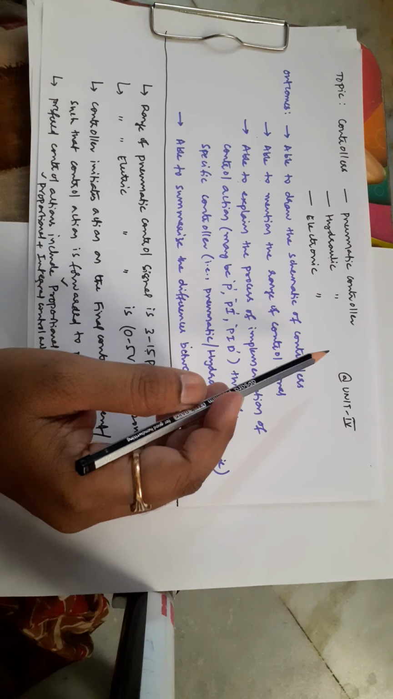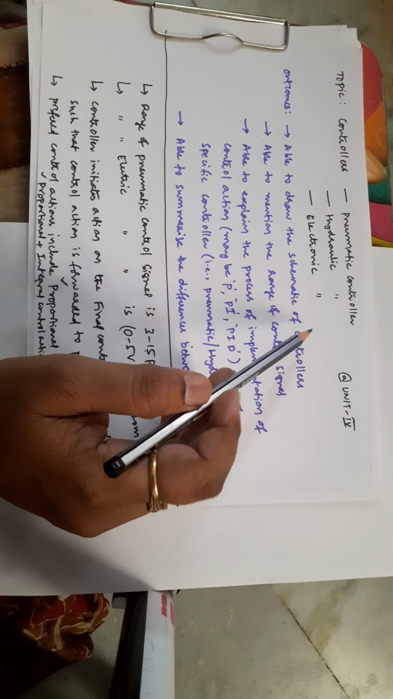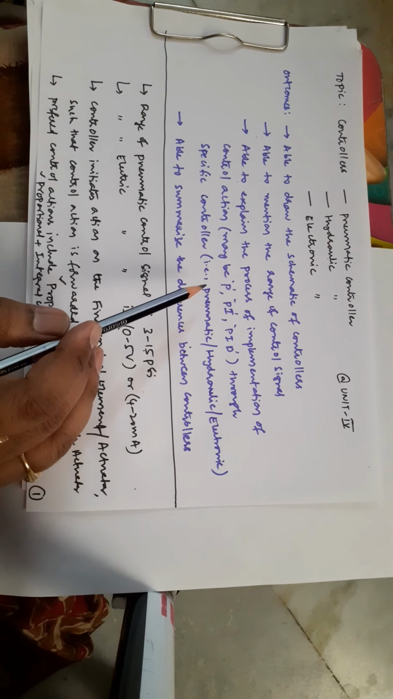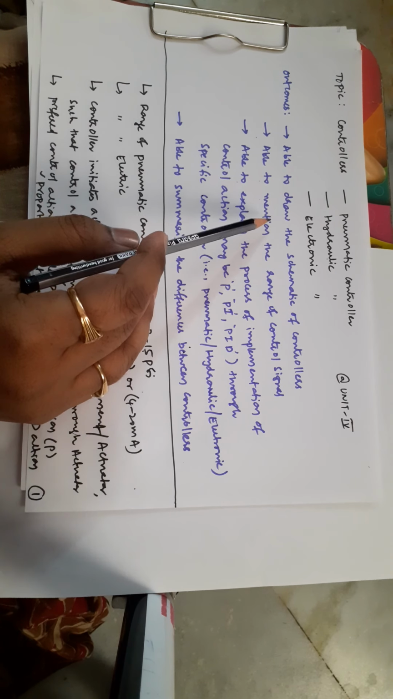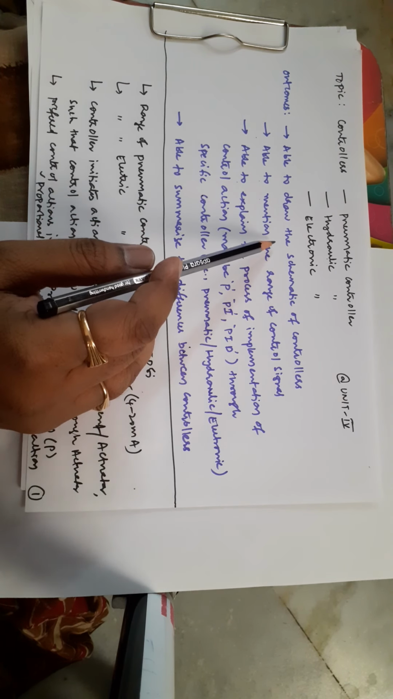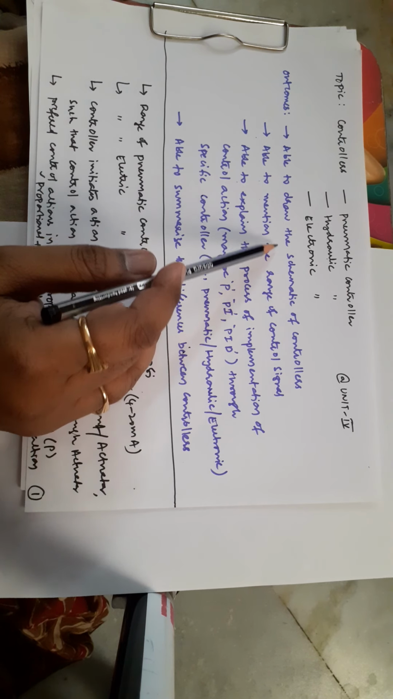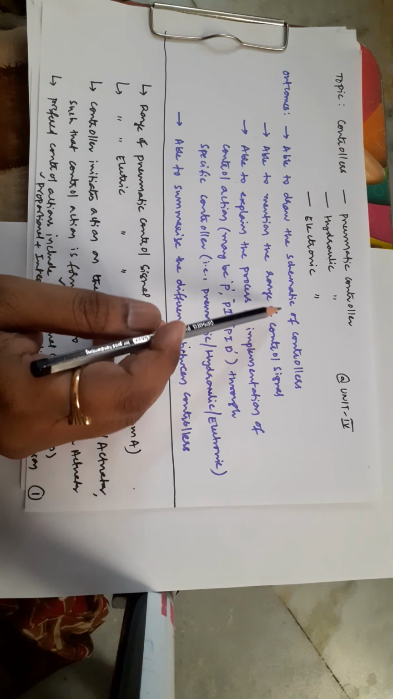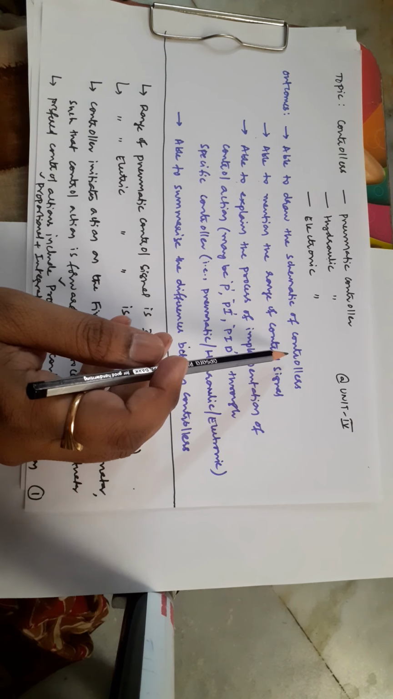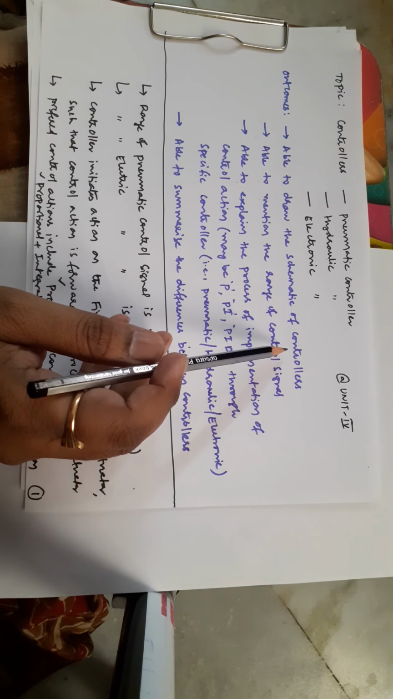So as part of this topic, we can mention some outcomes of this particular topic. So the first outcome may be that the students, you will be able to draw the schematic of controllers, and also once we have drawn the schematic of the controllers, we must be in a position to mention all its elements.